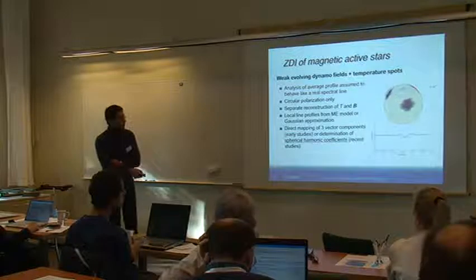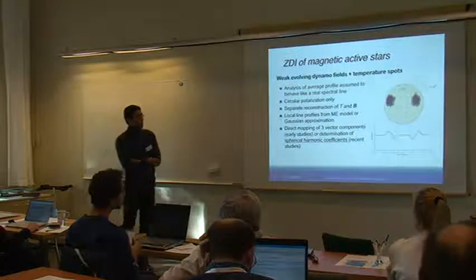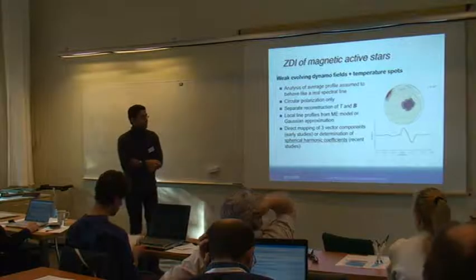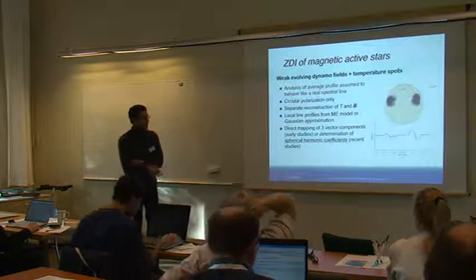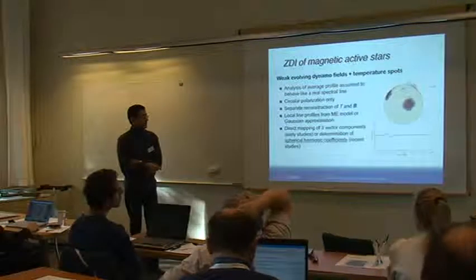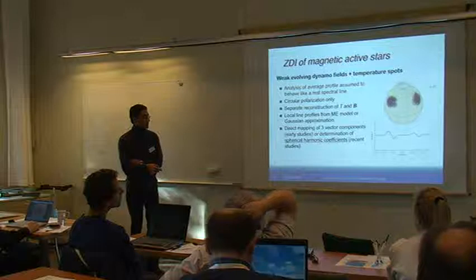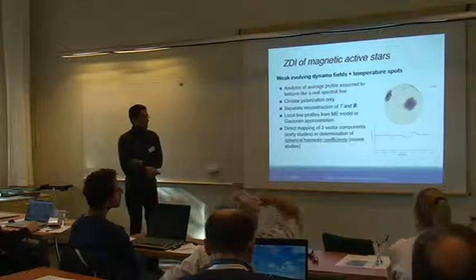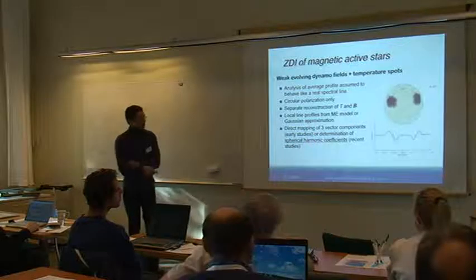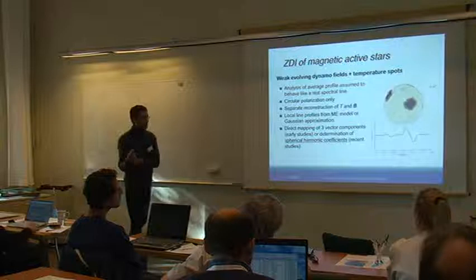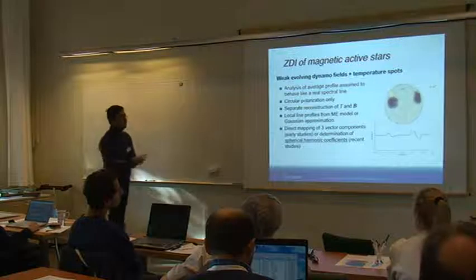And this animation illustrates the impact of magnetic spots with different orientations of the field on Stokes V. What you can notice is that, depending on the field orientation, Stokes V behaves differently. For instance, for azimuthal field, the signature changes sign in the center of the disk, and the amplitude is maximum when a spot reaches the limb.